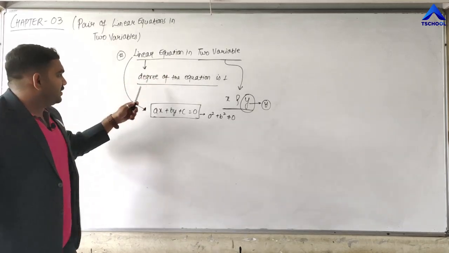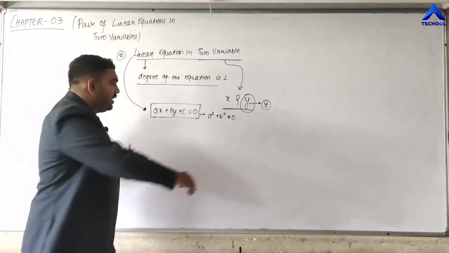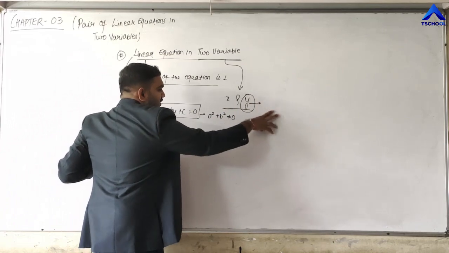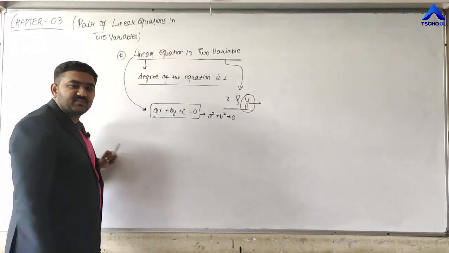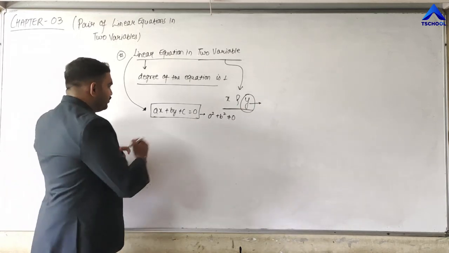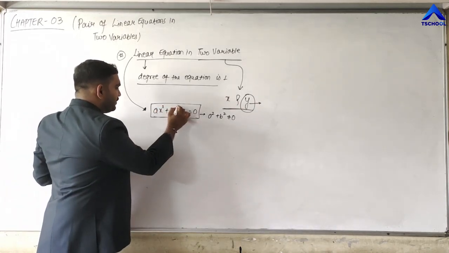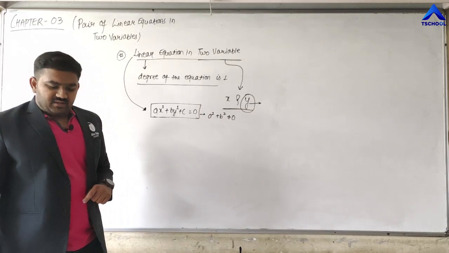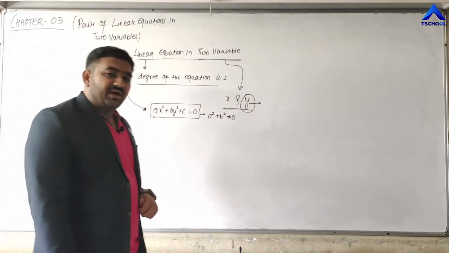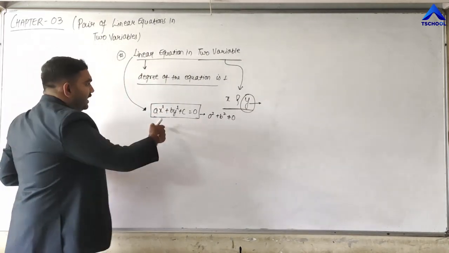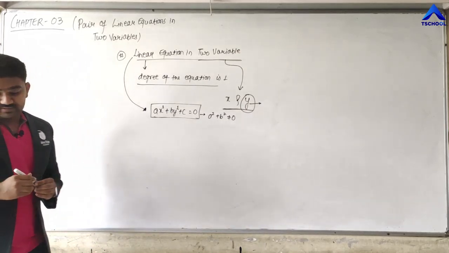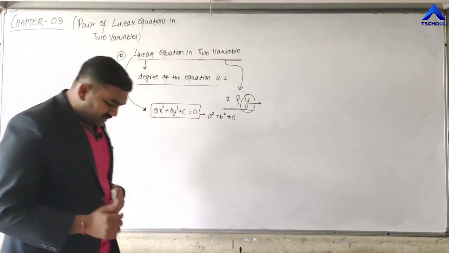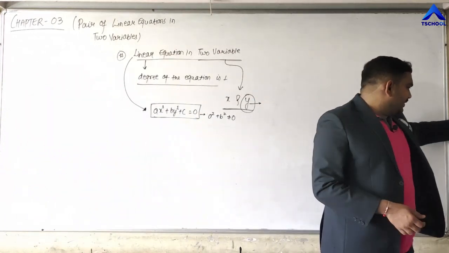In a linear equation in two variables, the degree of the equation is 1, and there are two variables present, x and y. So that is the general form, ax plus by plus c equals 0. Note that the powers of the variables x and y present in this equation are both 1. So that is the linear equation in two variables, right? We already discussed this in standard 9.